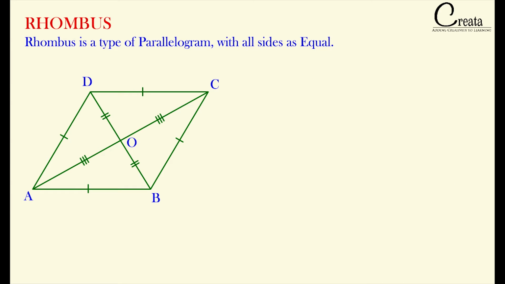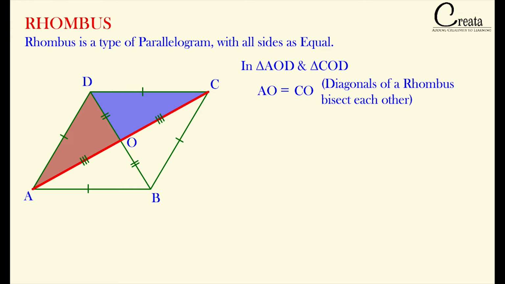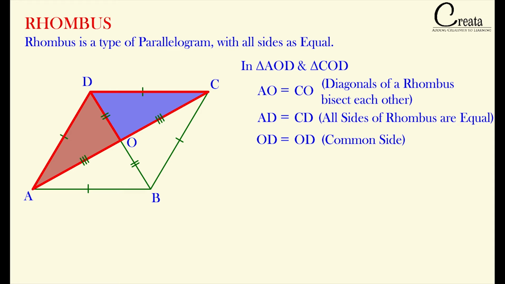Let's take triangles AOD and COD. AO is equal to CO, as we know the diagonals of a parallelogram bisect each other, and a rhombus is a parallelogram. AD is equal to CD, as all the sides of a rhombus are equal. And OD is equal to OD, that is a common side. So both triangles are congruent to each other as per the SSS rule.